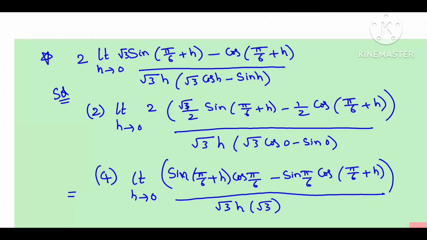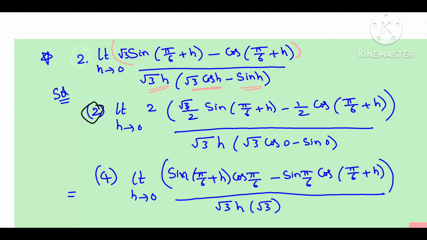Okay, let us go to the next problem. So what is the statement given? 2 times of limit h tends to 0, root 3 sine pi by 6 plus h minus cos pi by 6 plus h, upon root 3 h into root 3 cos h minus sin h. Okay, how can we compute this problem? So 2 times of here.